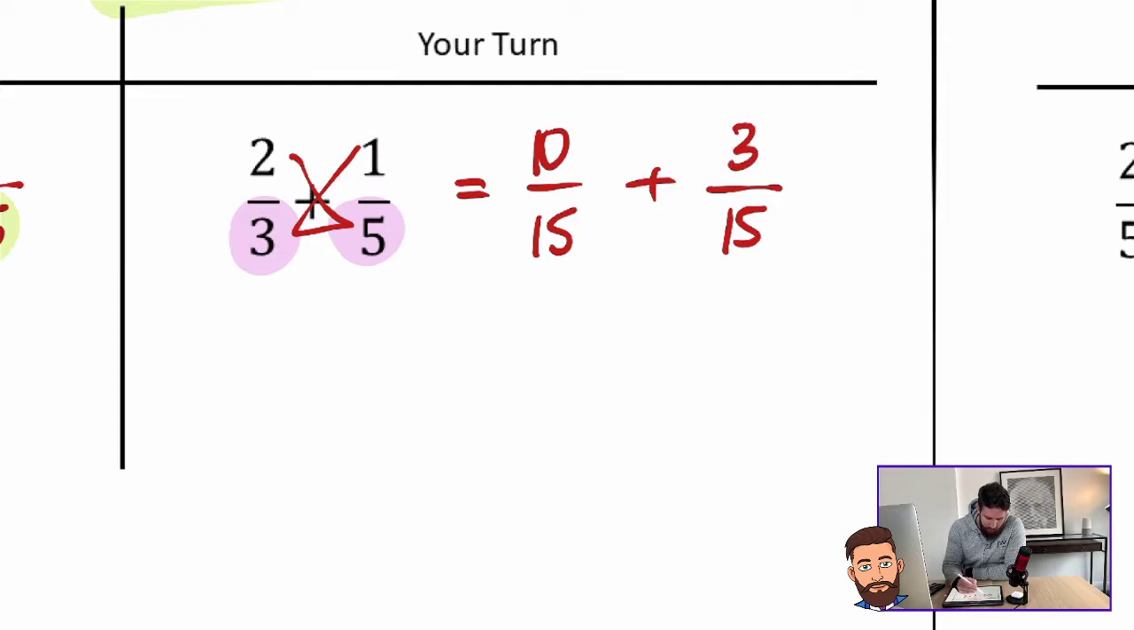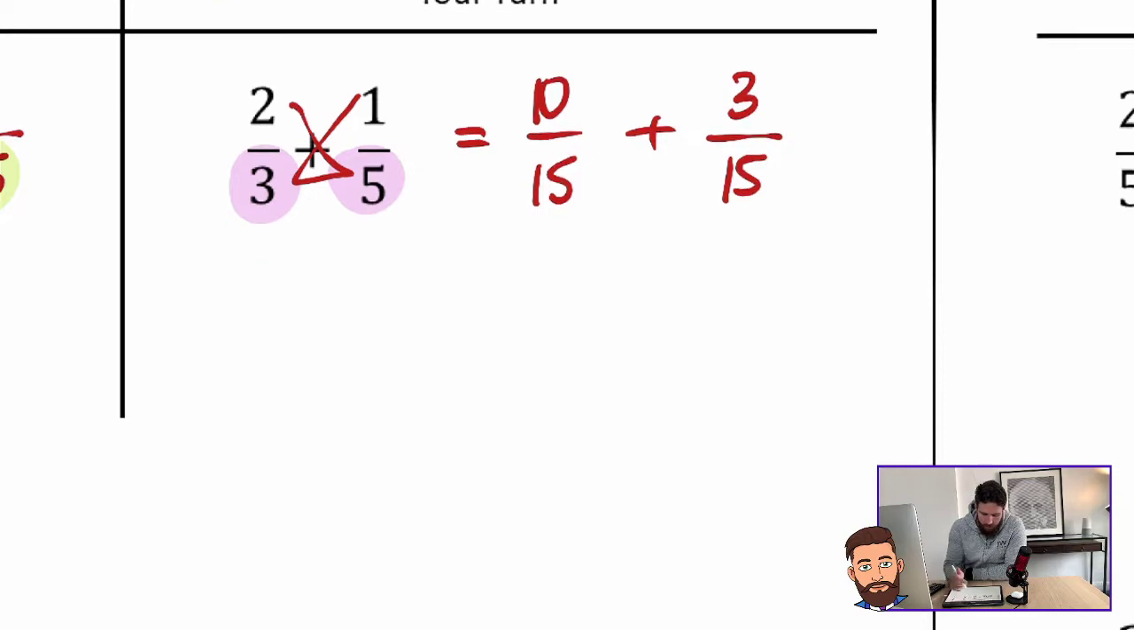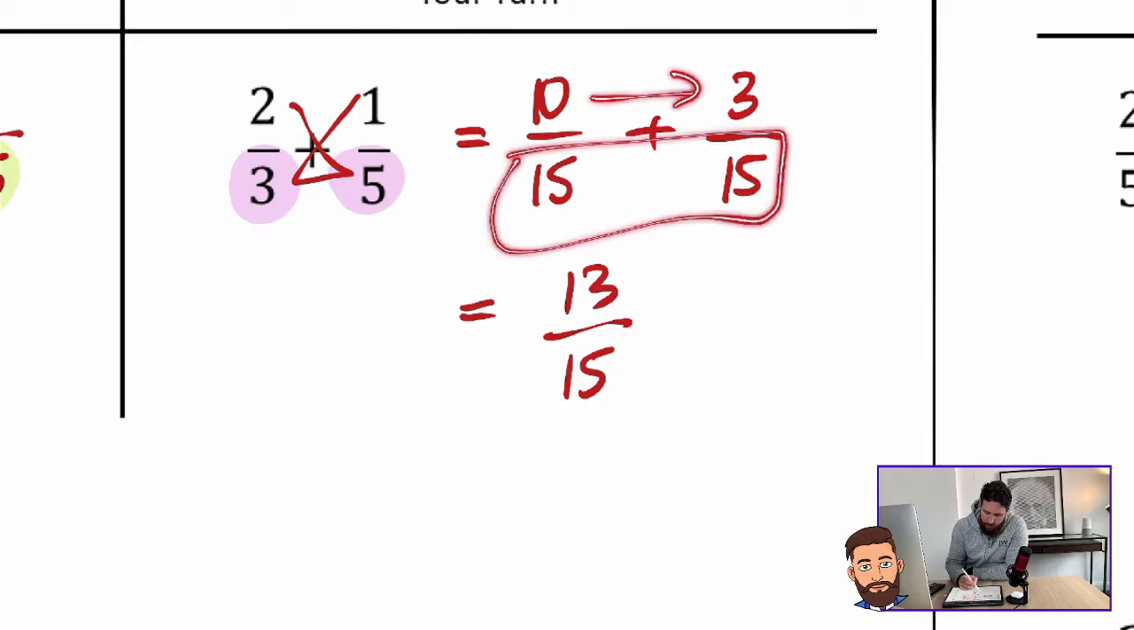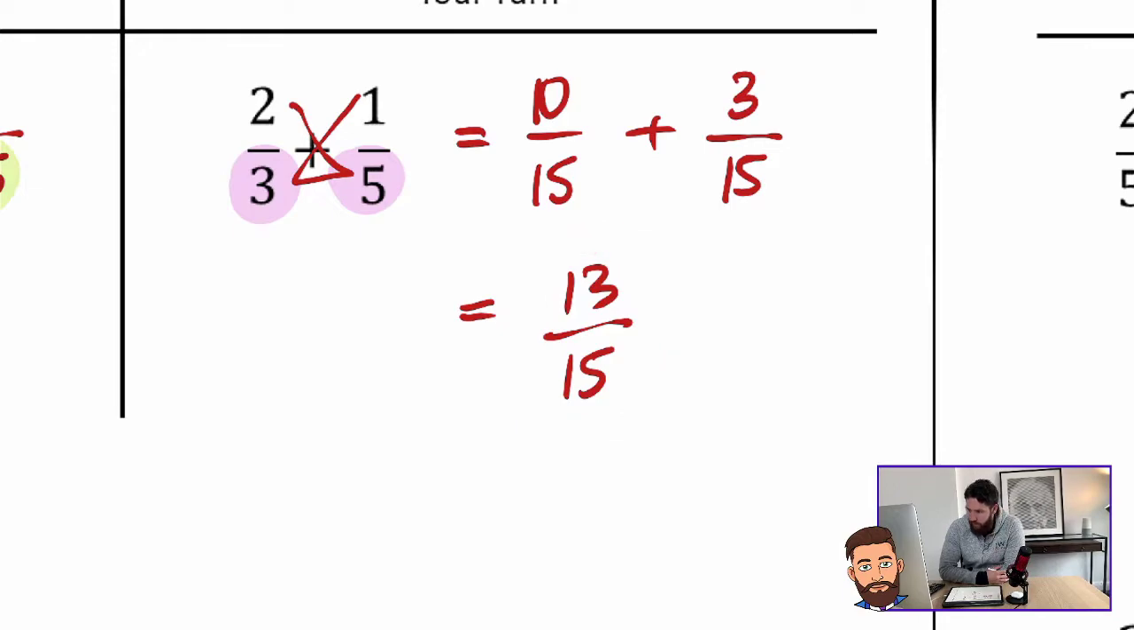Or alternatively, think to yourself, what do I times 3 by to get 15? I times it by 5, so I have to times the top by 5, which is 10. What do I times 5 by to get 15? 3. So I times the top by 3, which would be 3. So same method gets you the same answer. Adding now, we'd get 13 over 15, because you're allowed to add. Once they're the same, you can add across. So that would be 13 over 15.